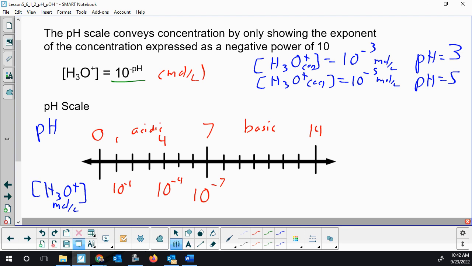When you get to 0, we are now 10 to the minus 0. It looks like a dot. I had to write it small, but that's meant to be a minus. And what is 10 to the 0? Hopefully you don't reach for your calculator. Anything to the power of 0 is 1. So a pH of 0 is 1 mole per liter.